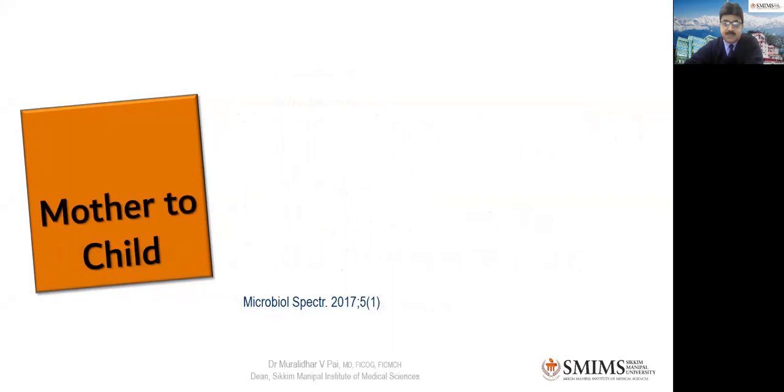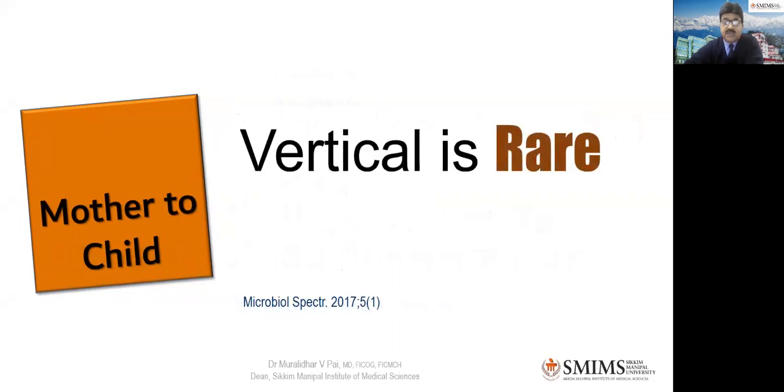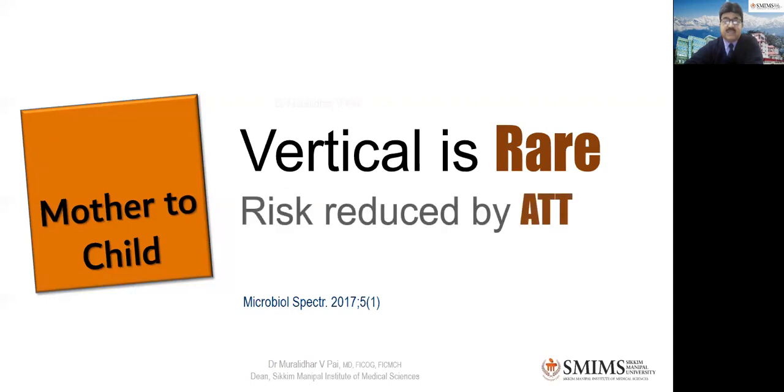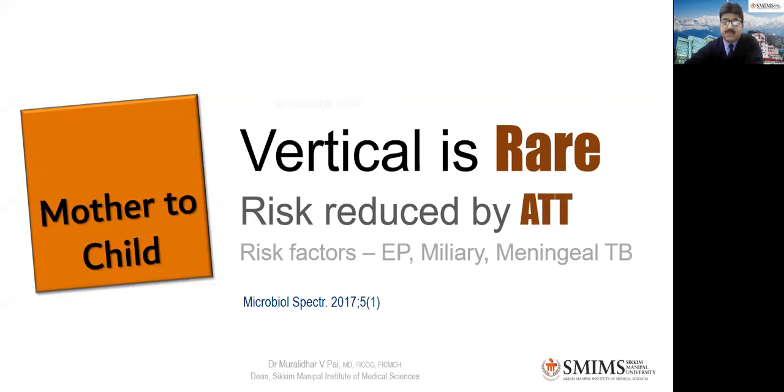Mother to child transmission, vertical transmission, what we call, is rare. Risk is reduced further by taking antitubercular drugs. And all of us know ATT is not contraindicated during pregnancy, including first trimester. And we must give that. The risk factors increase if it is EP or miliary tuberculosis or meningeal tuberculosis.